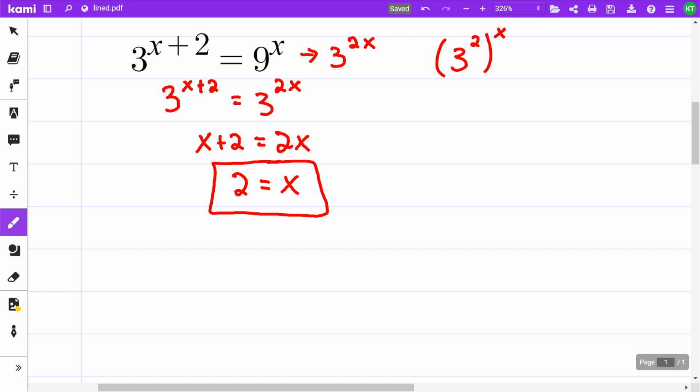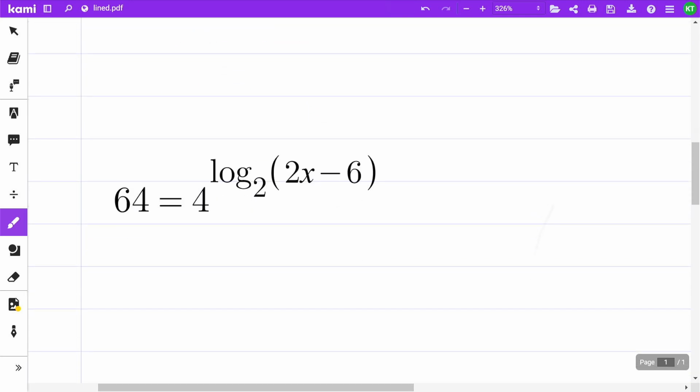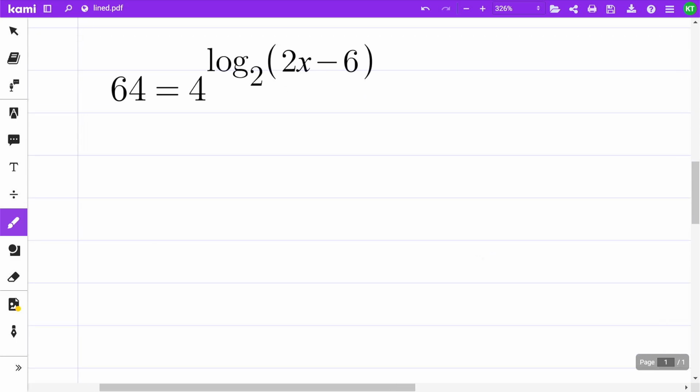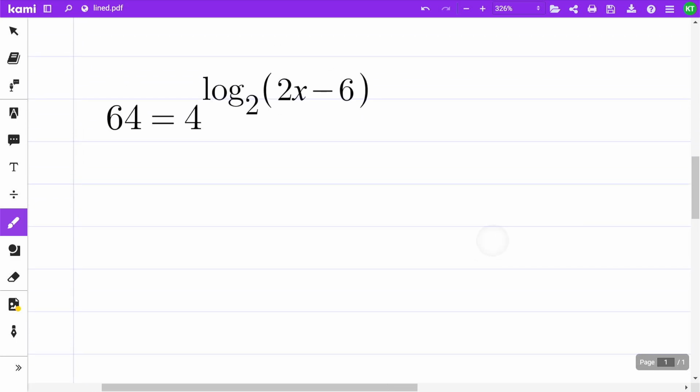So if we're good on that, let's move on to our final example here, which looks like a lot, but when we break things down, it actually is not too bad. So again, even though there's a log in my exponent, I have a base of 4. 64 is equal to 4 to the power of 3, 4 times 4 times 4. So I can set that now equal to 4 to the power of log base 2 of 2x minus 6.